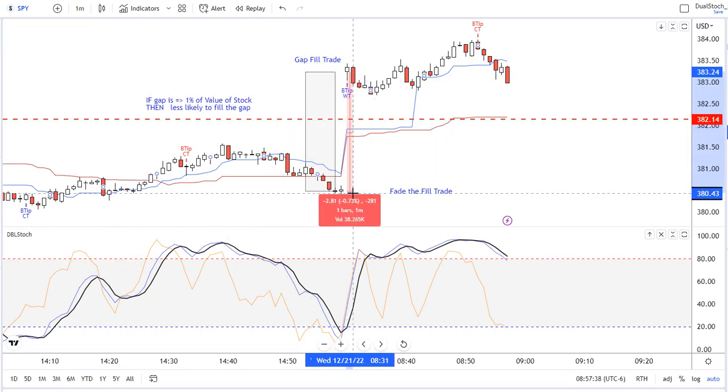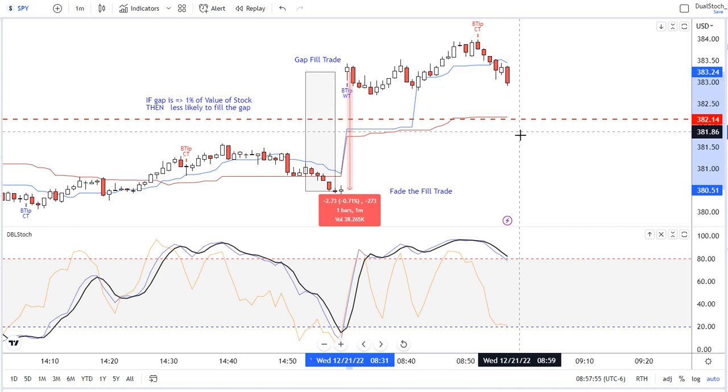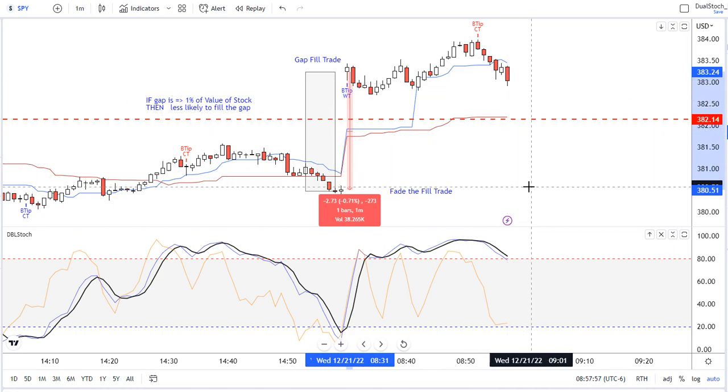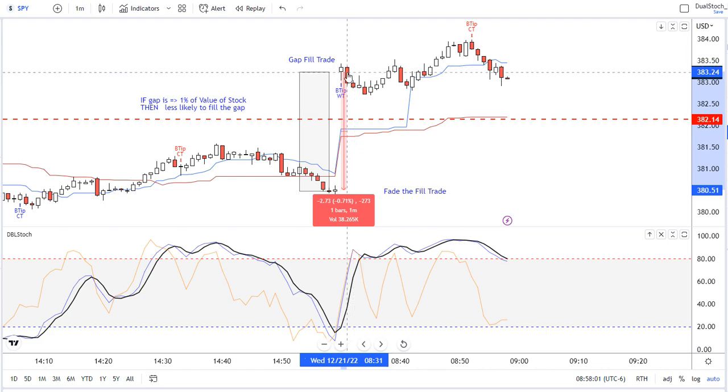So we're going to take a look at the size. From the open, there's prior day's close. This was a $2.73 gap on a stock that is priced at $380. So $2.70 is less than 1% of the value of the stock. So this could come all the way back down and fill this gap. So if we want to trade a gap fill, we would look for a qualified sell signal.